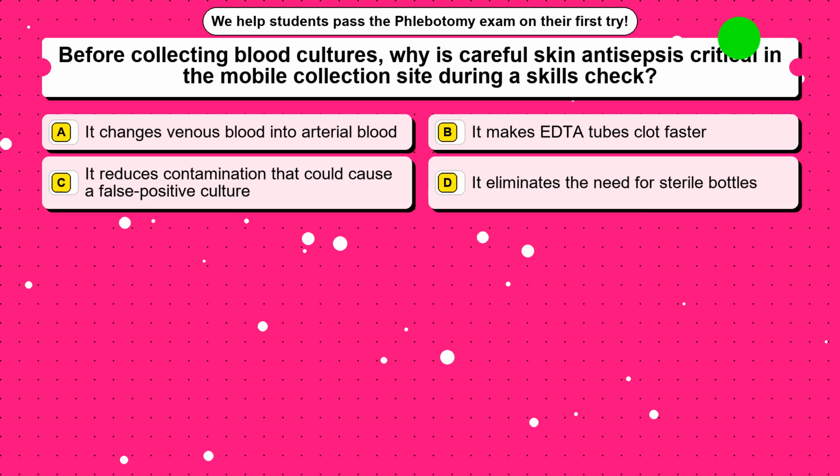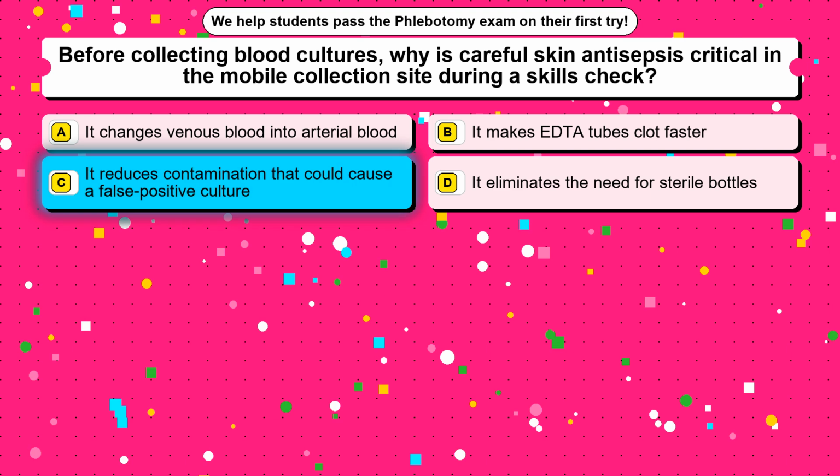Question 69. Before collecting blood cultures, why is careful skin antisepsis critical in the mobile collection site during a skills check? Option A. It changes venous blood into arterial blood. Option B. It makes EDTA tubes clot faster. Option C. It reduces contamination that could cause a false positive culture. Option D. It eliminates the need for sterile bottles. The correct answer is option C.